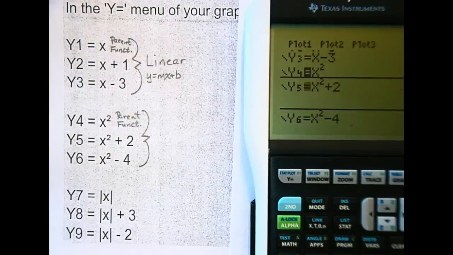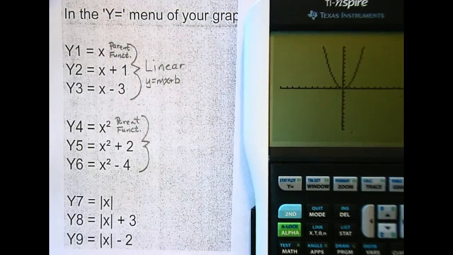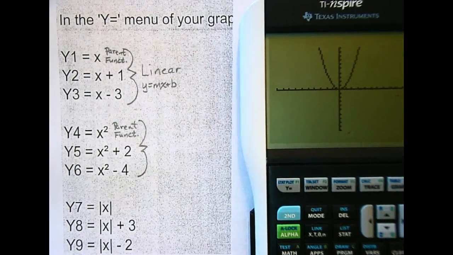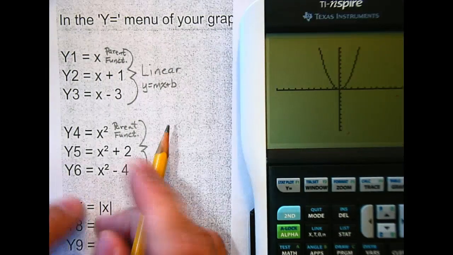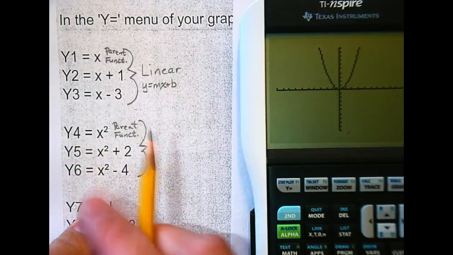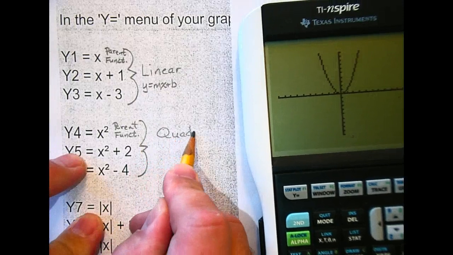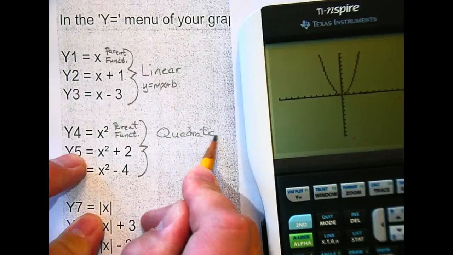Hey, time's up. There's my parent function for y equals x squared. Notice it's a parabola. We call this type of function, what is this? It's called a quadratic. Good. Quadratic. How do we know something is a quadratic?